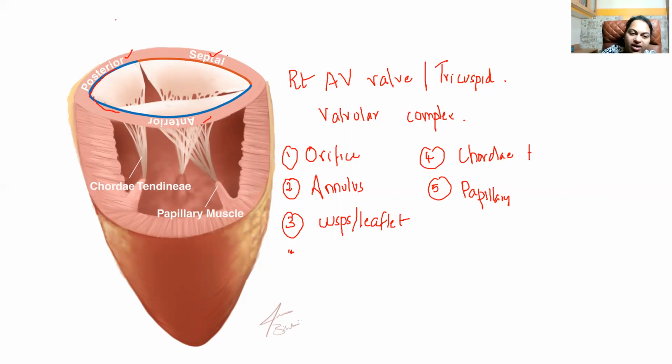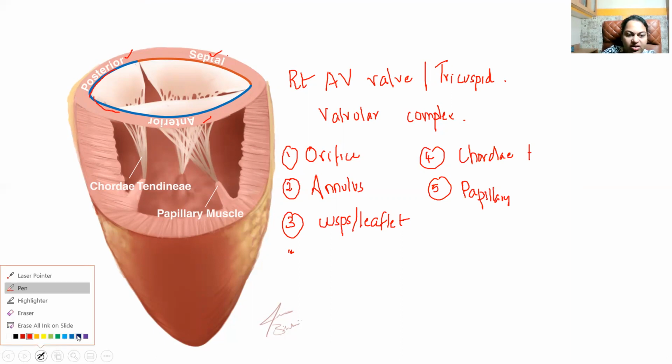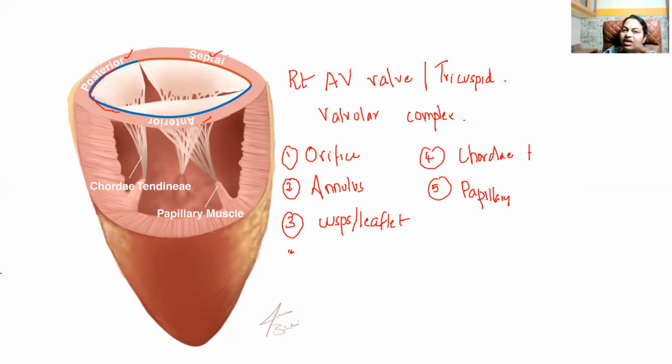So what is it about the right atrioventricular orifice? Comparing it with the left atrioventricular orifice, the right atrioventricular orifice is quite bigger. It measures about 10 to 12 centimeter. Larger than the left atrioventricular orifice. They both lie on the same plane, but the left one is slightly posterior and superior. So the right atrioventricular orifice will be a bit more anterior, directed downwards, forwards to the left.